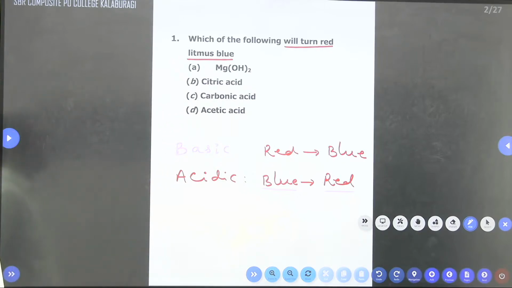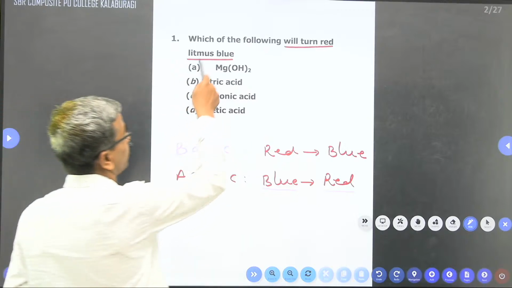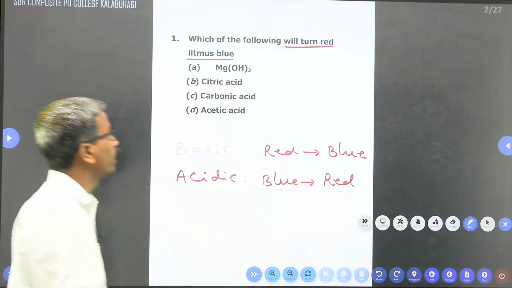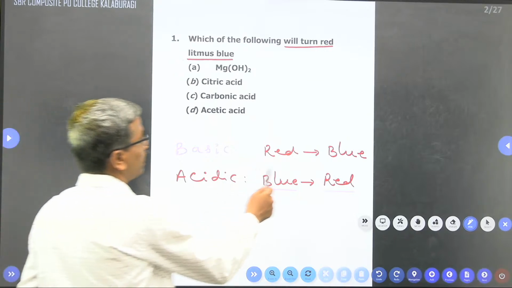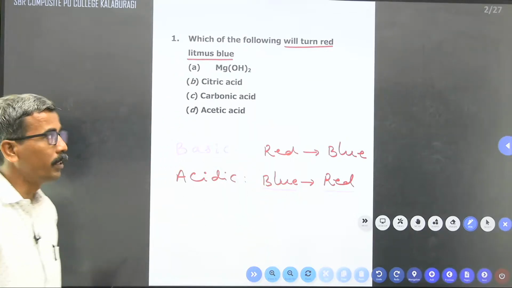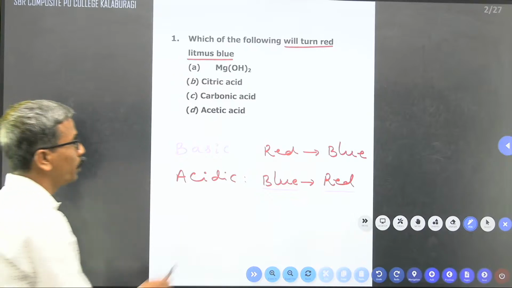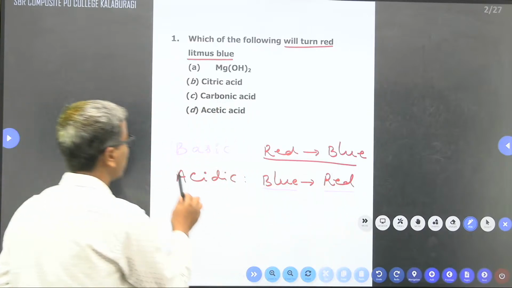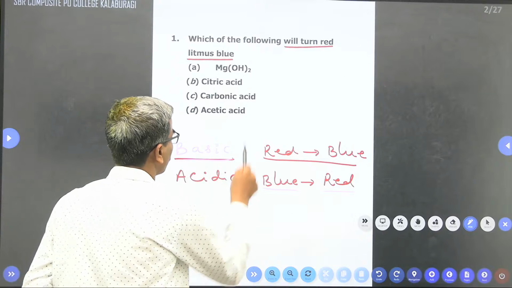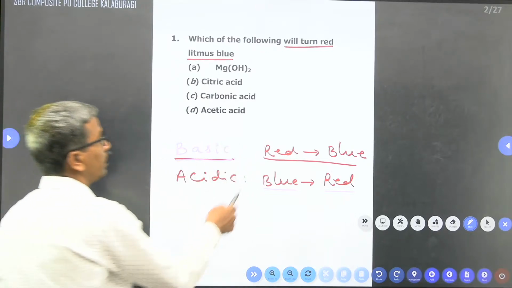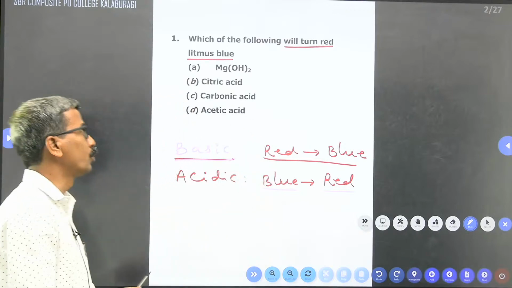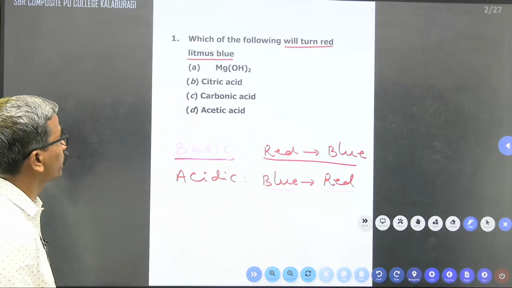Now, based on that, I am going through this question once again. Read the statement: which of the following will turn red litmus into blue? Which type of solutions will turn red litmus into blue? As you see here, I have highlighted: a basic solution. If the solution is a base, it will turn red litmus paper into blue. Based on that, you can see the options.